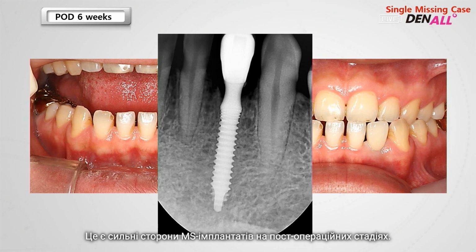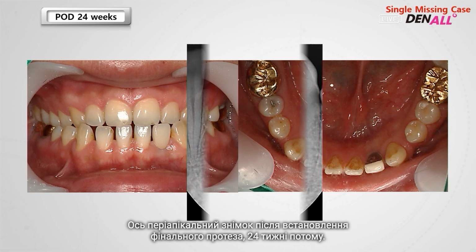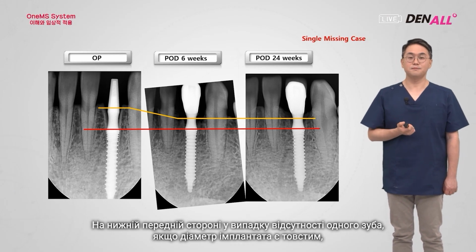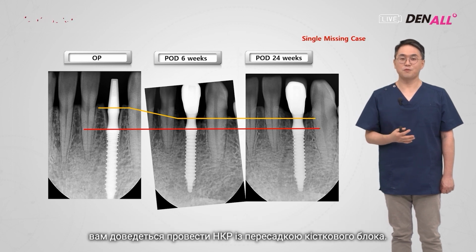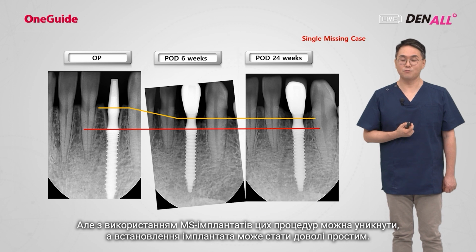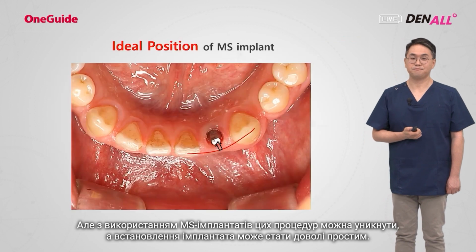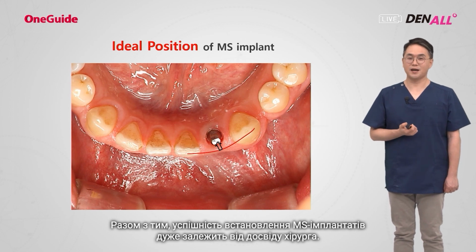Post-surgery, after delivering the final prosthesis, PA. 24 weeks later, you see there is good maintenance, and this is PA. And as you can see, around the one body implant, this is how the bone looks. There's not much marginal bone loss. It's well maintained. So on the lower anterior side, in case of a single missing tooth, if the diameter is thick, you had to do GBR block bone grafting, but by using the MS implant, such procedures can be eliminated and implant placement can become very simple. But still, the MS implant is very much dependent on the surgeon's experience.